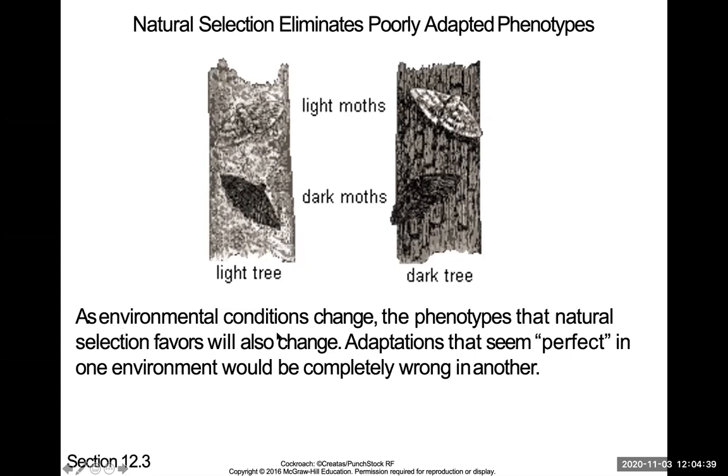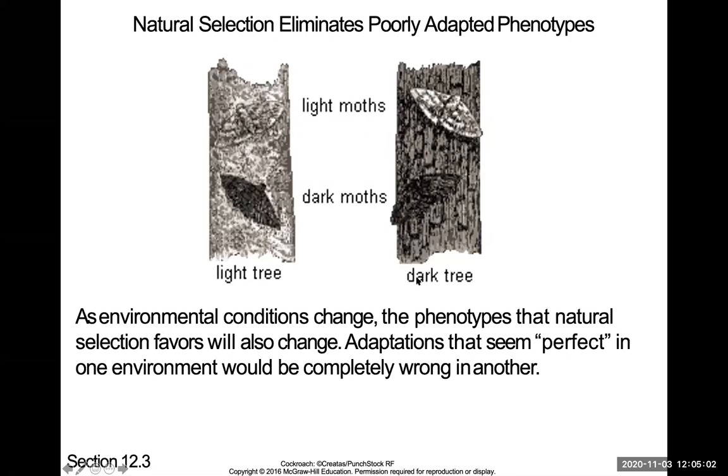So as the environmental conditions change, the phenotypes that natural selection favors will also change. So these seem perfect here, the light ones with the light trees, in this environment, but as the environment changed, it would completely be wrong for the other ones. Now they're easily detectable. Their population is going to go down, and these populations going to go up.